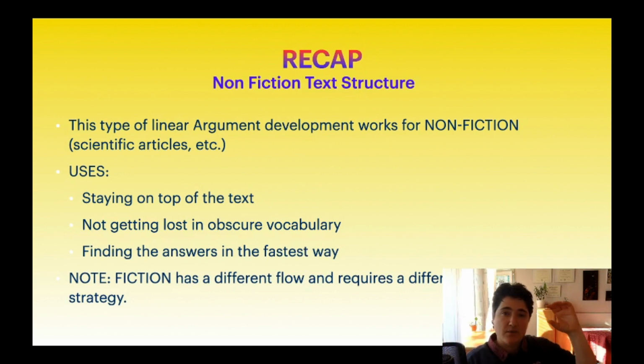And also when you have in your mind an idea that the text is about this, in the first paragraph the author does this, in the second this and this, then it will be easier for you to know exactly where to go to find an answer to a question. And fiction is different. Fiction has a different way in which the development of the plot happens, and requires different things to be underlined, and we will discuss them in the next video.